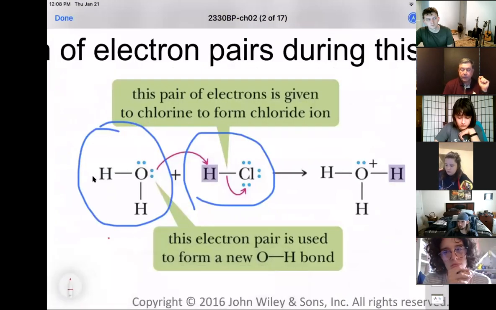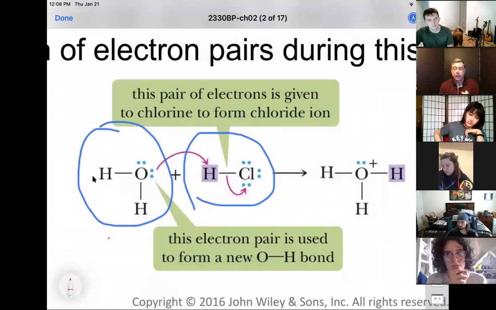When you dissolve hydrogen chloride, which is a gas at room temperature, into water, it dissociates to give you the hydronium ion and the chloride counter ion.